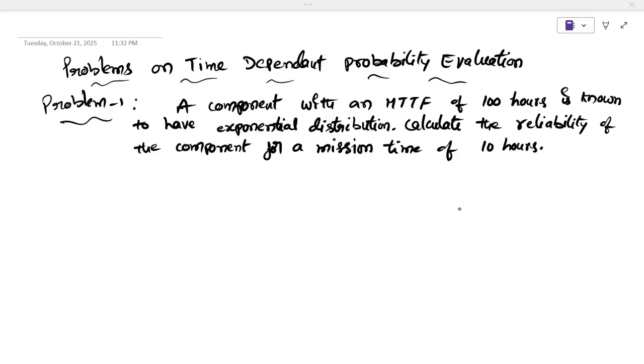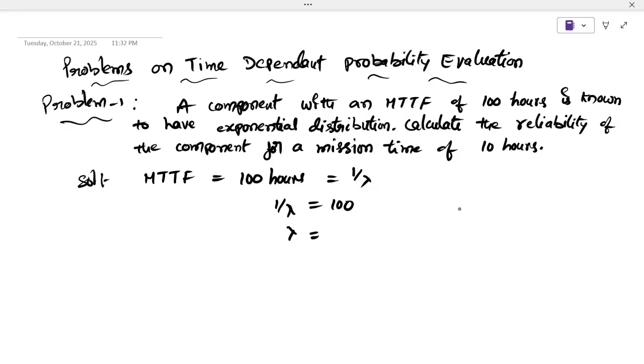Reliability of the component, R of t, we need to calculate. If you see the solution, first we will take the data given. What they have given is MTTF, 100 hours. You know that this MTTF is equal to 1 by lambda, so 1 by lambda is equal to 100. From this you can calculate the lambda value. Lambda value is 10 power minus 2.